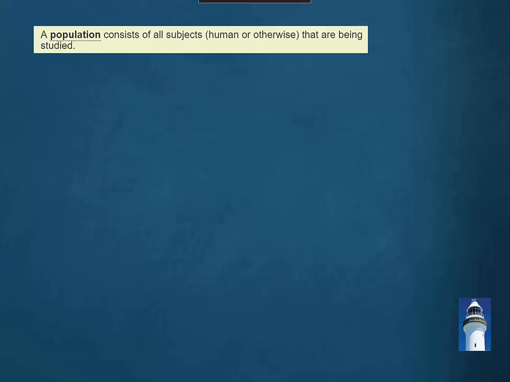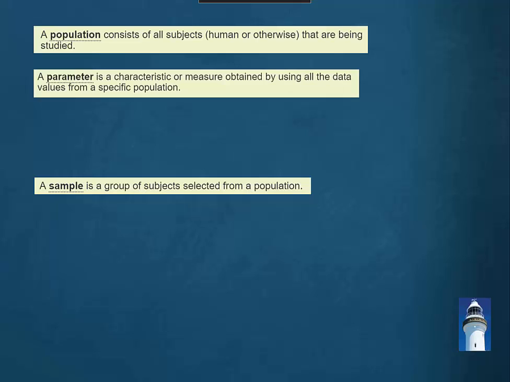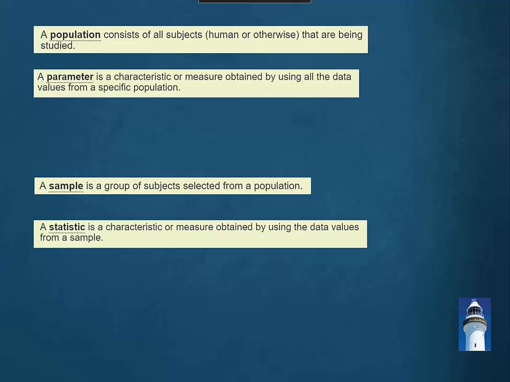A population consists of all subjects, human or otherwise, that are being studied. A sample is a group of subjects selected from a population. A parameter is a characteristic or measure obtained by using all the data values from a specific population. A statistic is a characteristic or measure obtained by using the data values from a sample.